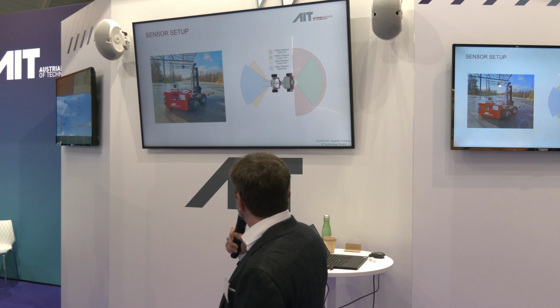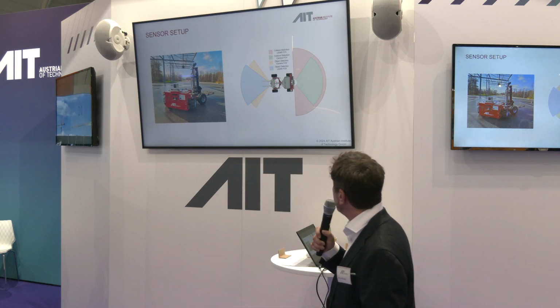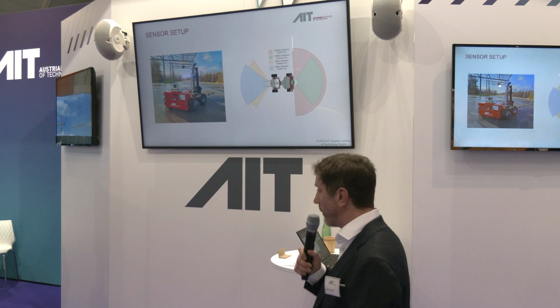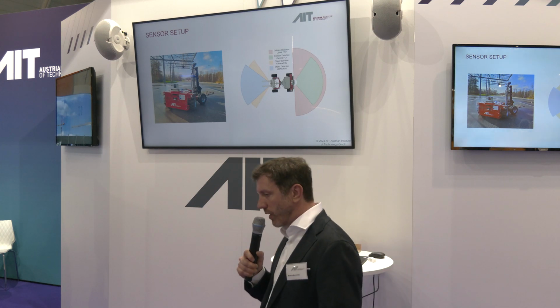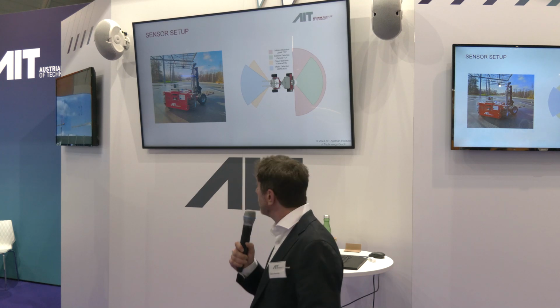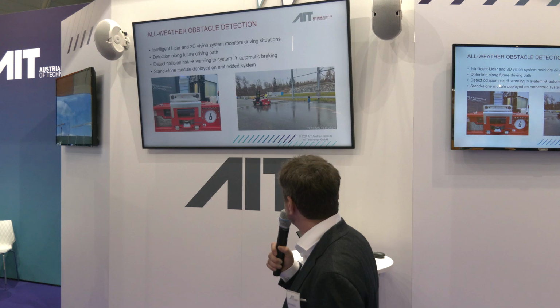So if we look at the fields of view, this is what we have. We have collision detection sensors on one side, and on the other side we have object detection sensors. And the reason for that is that the system is driving in one direction and loading in the other, which we will see soon. So here's now how we tested it under rain conditions.